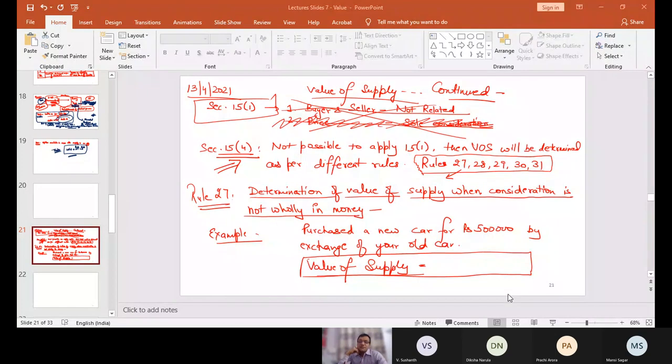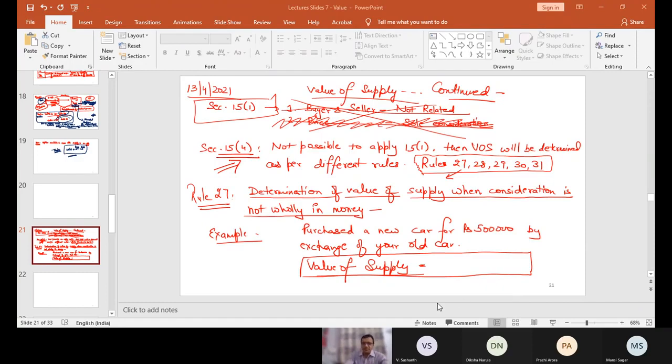Because technically the car's value of supply is not 5 lakh. You are getting it for 5 lakh because you are giving some assets of yours also. Had you not given your old car, the same car might have been 6 lakh, 7 lakh, who knows. So I have given you this example to show you the relevance of rule 27. When consideration is not wholly in money, problems can arise.